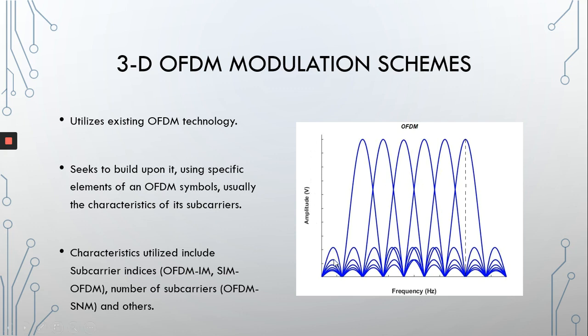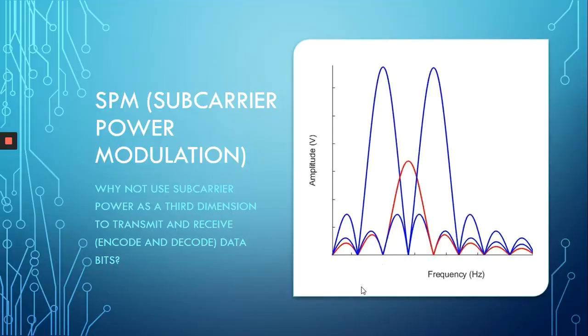And well, what most of these techniques have done is actually change the characteristics of the subcarriers of the OFDM symbol. So some of these techniques have done this to the indices of the subcarriers, some of them by changing the number of subcarriers in a symbol. And this is actually where the idea of OFDM-SPM comes from. As the name suggests, SPM, subcarrier power modulation.